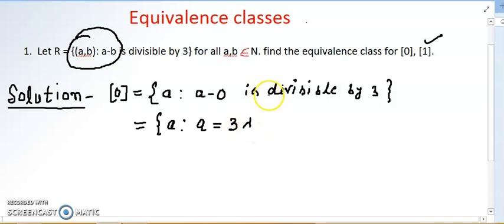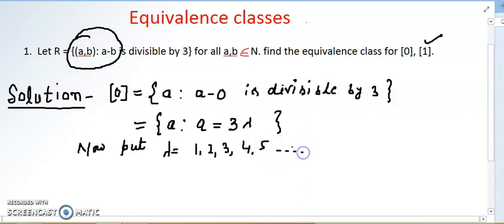Suppose in the question it is given that a minus 0 is divisible by 2, then you have to take a equal to 2 lambda. All right. So now put the various values of lambda: lambda equal to 1, 2, 3, 4, 5 and so on.